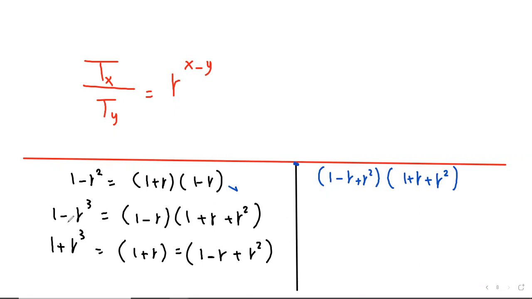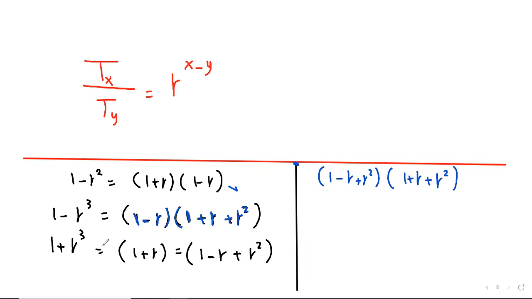And here 1 minus R cubed, it's the difference between two cubes. How can we factorize it? Take the cubic root of the first, it's 1, and take the cubic root of the second, it's minus R. Then square the first, it's 1. Change the sign between them and multiply, it will be plus R. And square the second, it will be plus R to the power of 2.